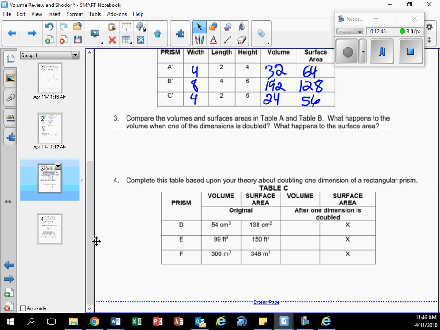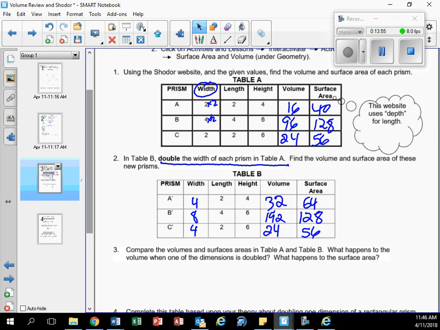Now, let's read number 3. It says, compare the volumes and the surface areas in table A and table B. What happens to the volume when one dimension is doubled? All right, so let's specifically look at the volume. So we doubled the width from 2 to 4. Then the volume for prism A went from 16 on A to 32 on A prime. Well, how does 16 get to 32? Multiply by 2. That's a good thing to do.